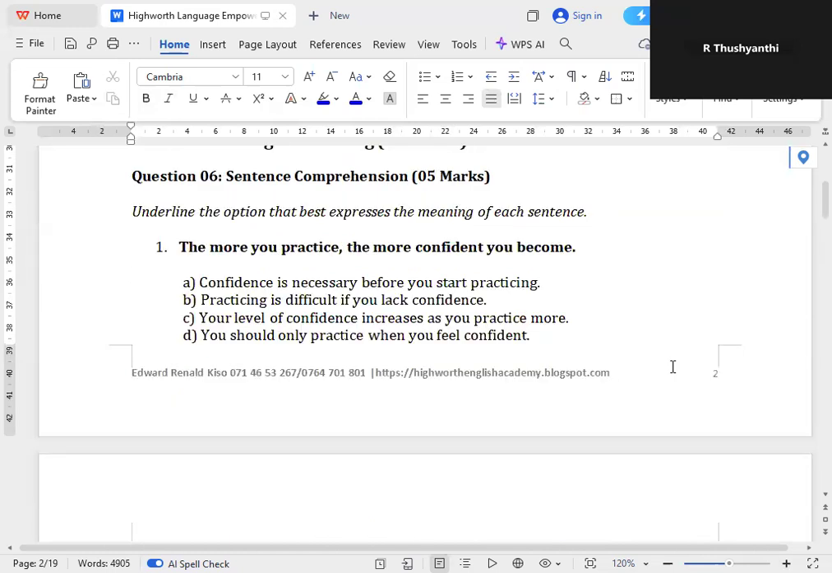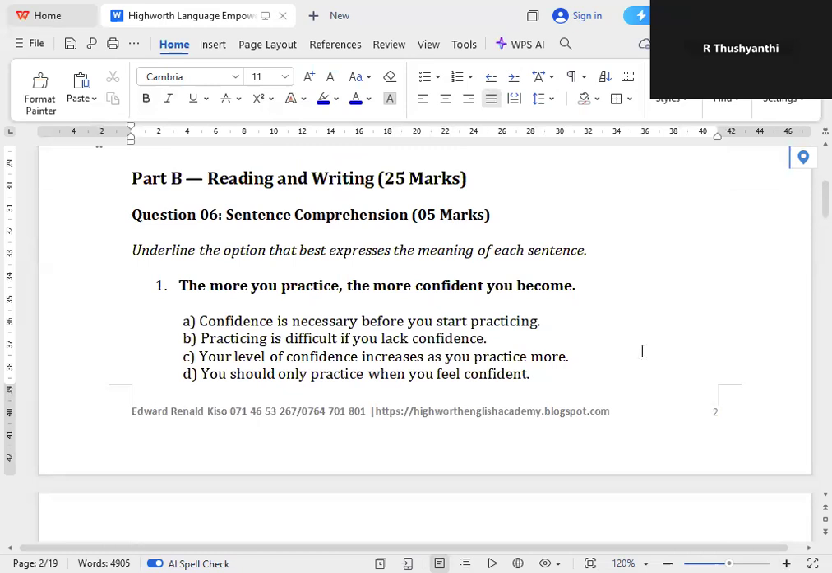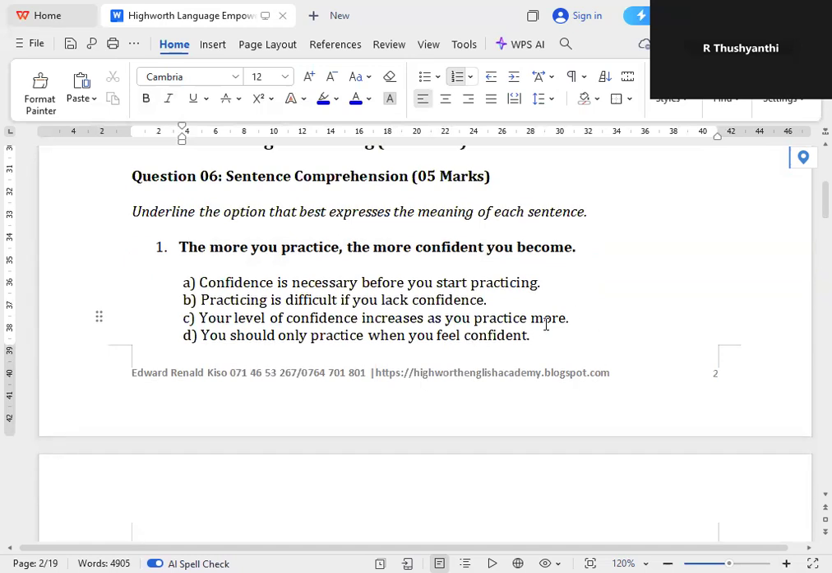Underline the option that best expresses the meaning of each sentence. So the first one: the more you practice, the more confident you become. You become confident when you practice more, right? That's what the sentence says. Let's see which option fits this. Okay. So option A is: confidence is necessary before you start practicing. It says before you start practicing, right?